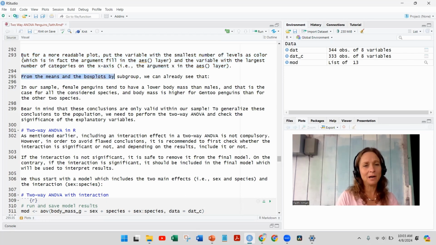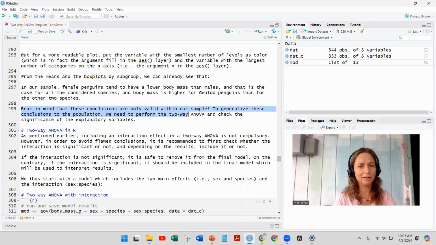From the means and the box plots by subgroup, we can already tell that in our sample, female penguins tend to have a lower body mass than males, and that is the case for all the considered species. And body mass is higher for gentoo penguins than for the other 2 species. Bear in mind that these conclusions are only valid within our sample. To generalize these conclusions to the population, we need to perform the two-way ANOVA and check the significance of the explanatory variables.